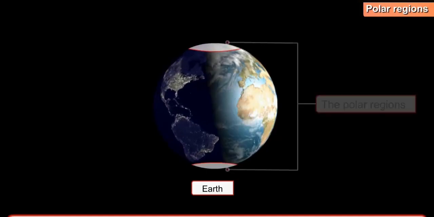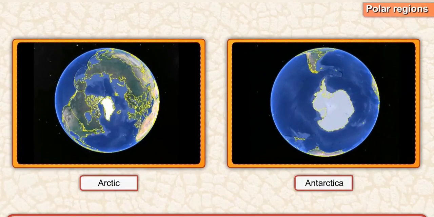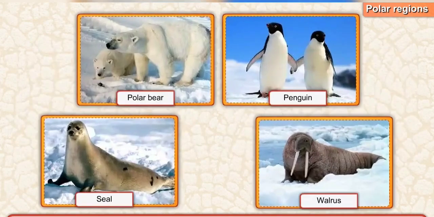Polar regions. Arctic and Antarctic are polar regions. They are covered with snow and are extremely cold. Polar bear, penguin, seal, walrus, etc. are found in the polar regions.